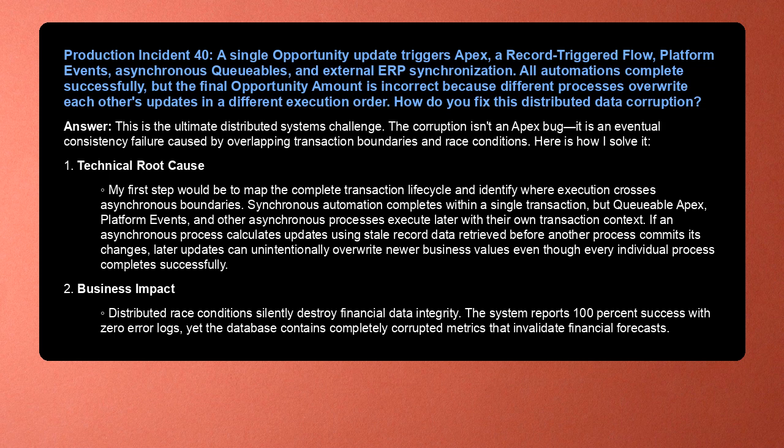Answer: this is the ultimate distributed systems challenge. The corruption is not an Apex bug. It is an eventual consistency failure caused by overlapping transaction boundaries and race conditions. Here is how I solve it.